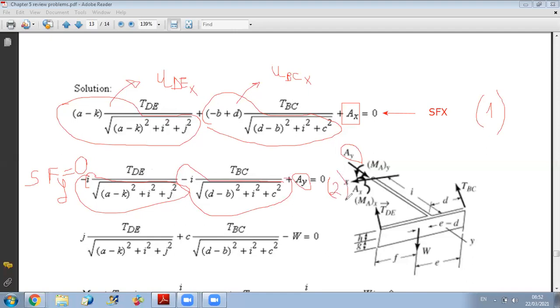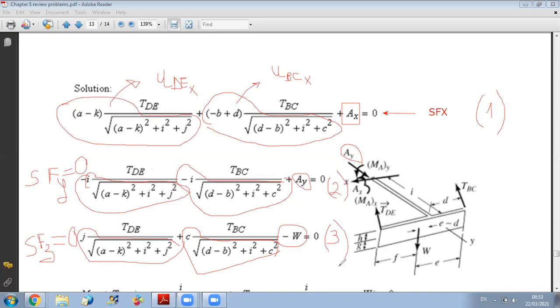I will do the same now for third relation, which is sum of z equals 0. I will write for each force, I will get z component, and I will add them to get my third relation. Sum of z equal to 0. This is the unit vector component of DE along z. This is the unit vector component of TBC along z. Now, concerning the reaction A, it doesn't have a z component. I just still have the weight, so minus W equals to 0. This is relation number 3.